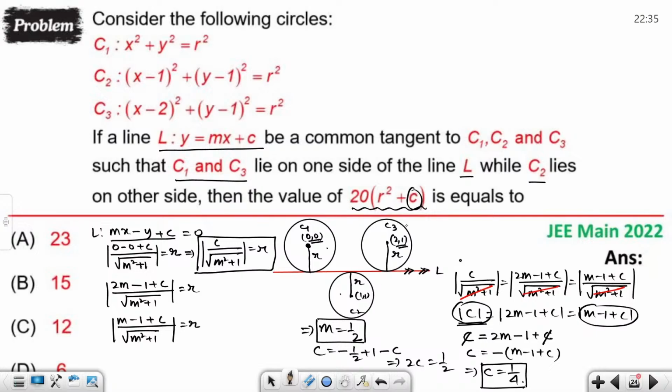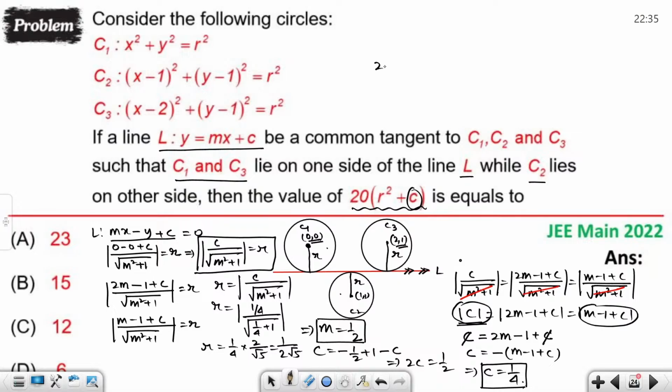Now we have to find out R. Here we will use the value of m. So what is your R? R is basically mod of C divided by root over of m square plus 1. So your R will come to, C is 1 over 4 and m is half. So it gives us 1 over 4 divided by root of 1 over 4 plus 1. So R is coming to 1 over 4 into 2 over root 5. That gives us 1 over 2 root 5. Am I correct or not?